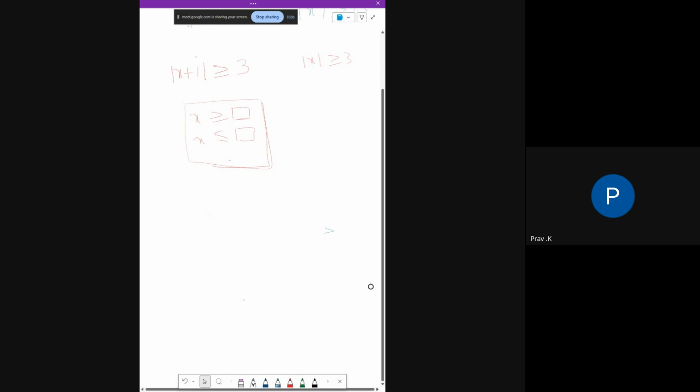The first time I'm going to write the same thing, what I taught you. So when I take the modulus out, x plus 1 is greater than or equal to 3. That's one equation. The other equation is x plus 1 is less than or equal to -3. Now I bring 1 to the other side, that is 3 minus 1, and -3 minus 1, because 1 goes to the other side. So plus 1 becomes -1.